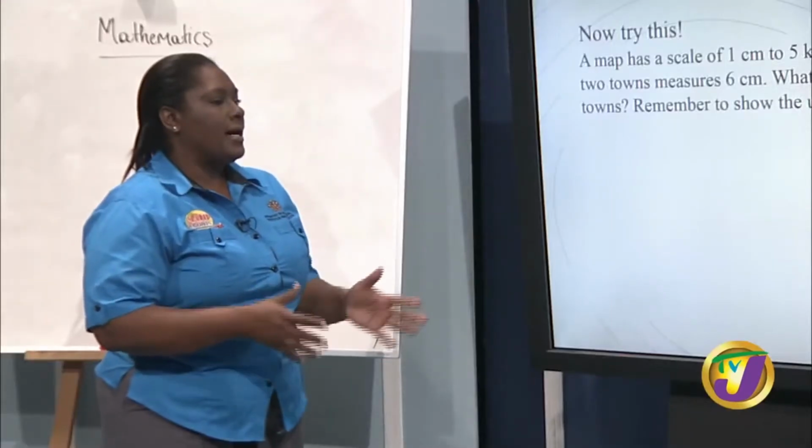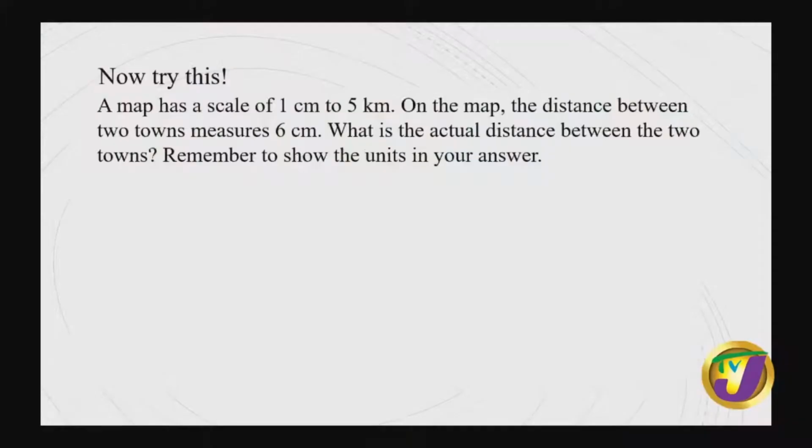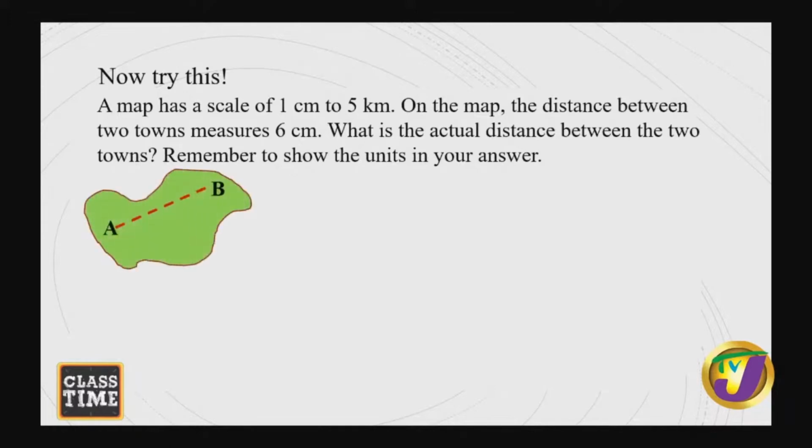So we are going to be using the information. We would have garnered some understanding of how to go about doing this conversion. So a map has a scale of 1 centimeter to 5 kilometers. Okay. So we need to make note. The scale is 1 centimeter to 5 kilometers. On the map, the distance between the two towns, A and B, measures 6 centimeters. So we have that information.